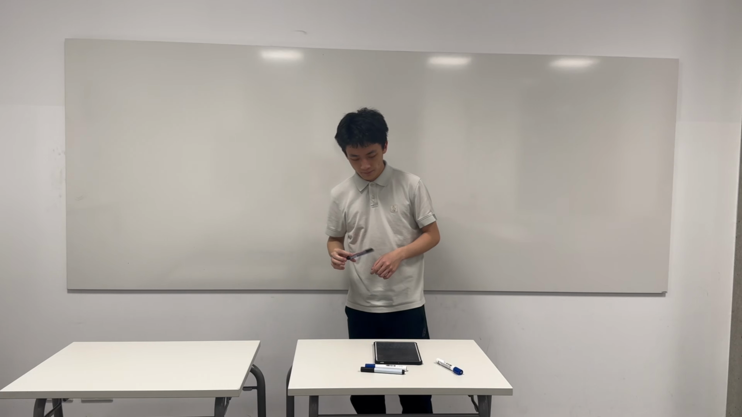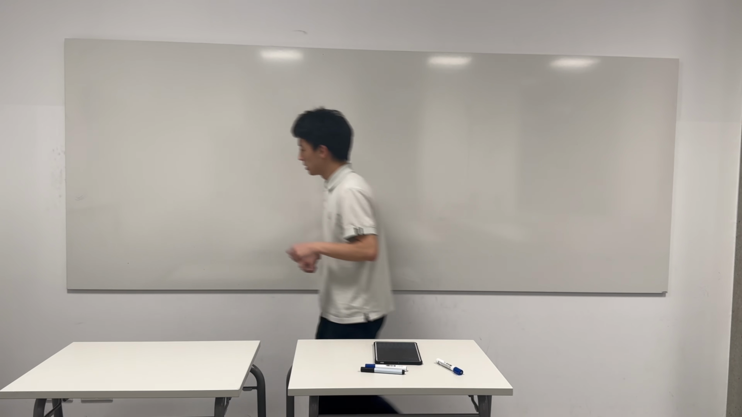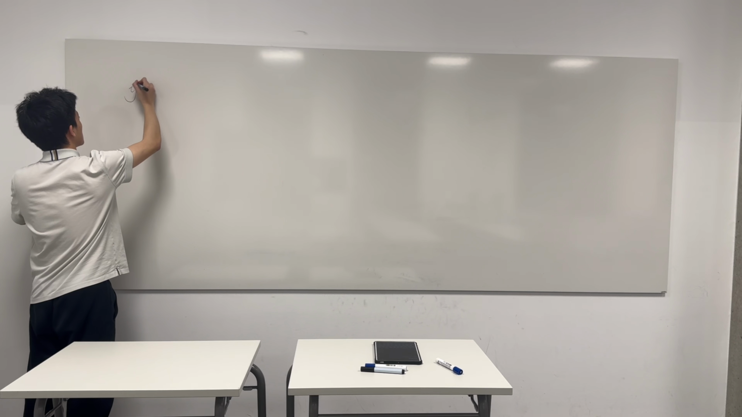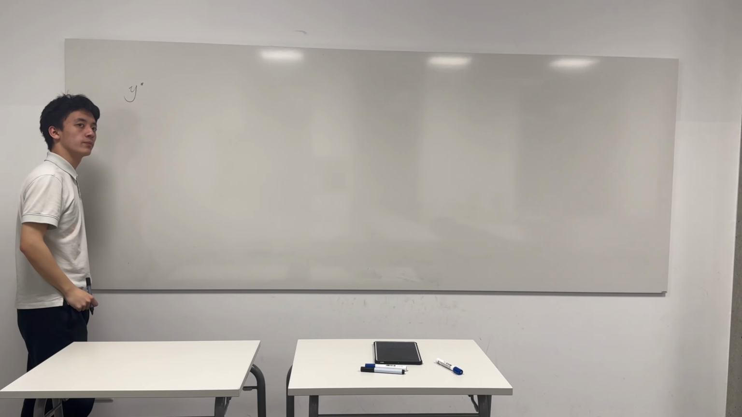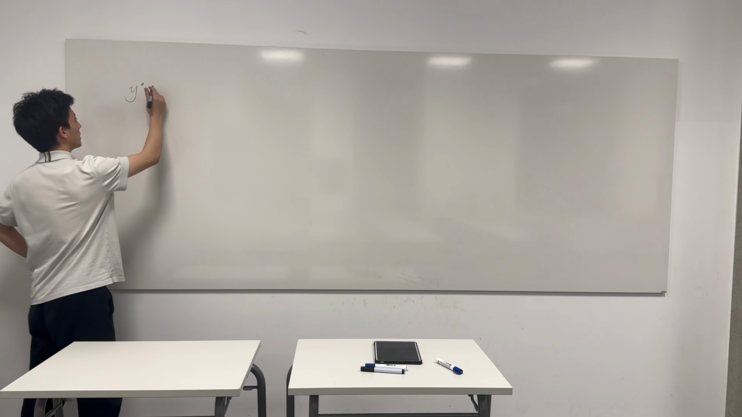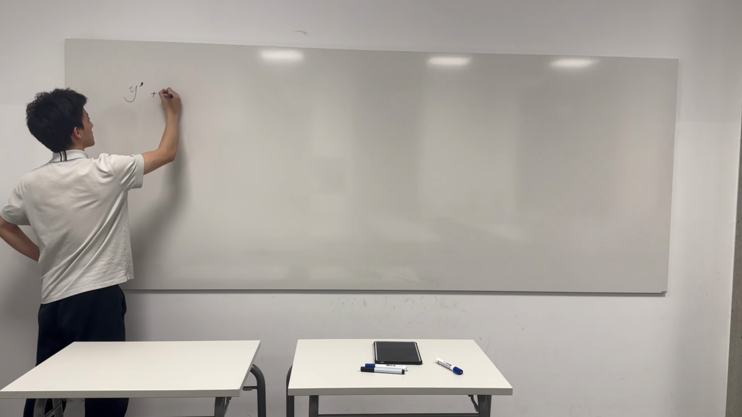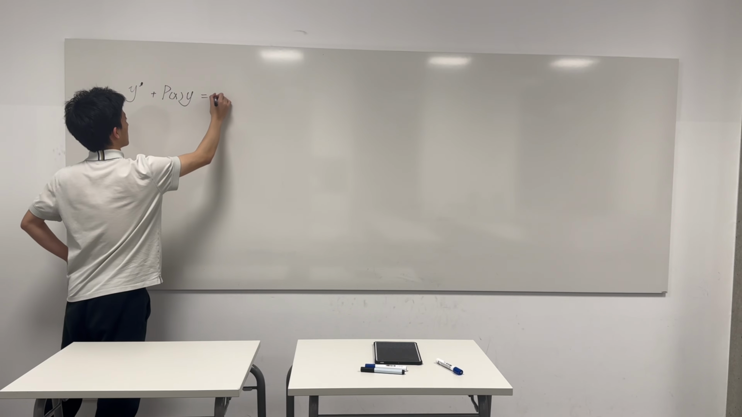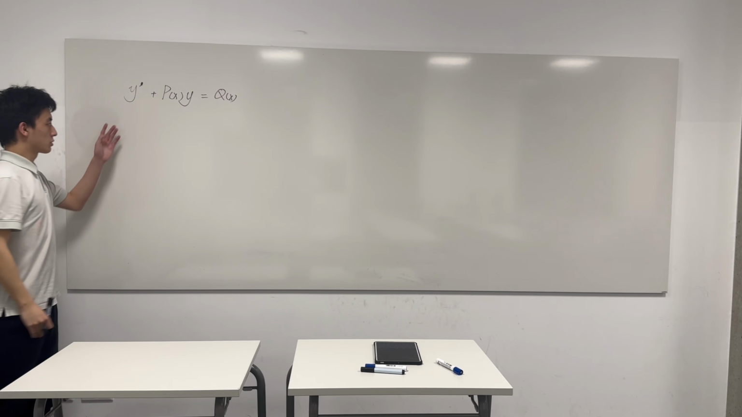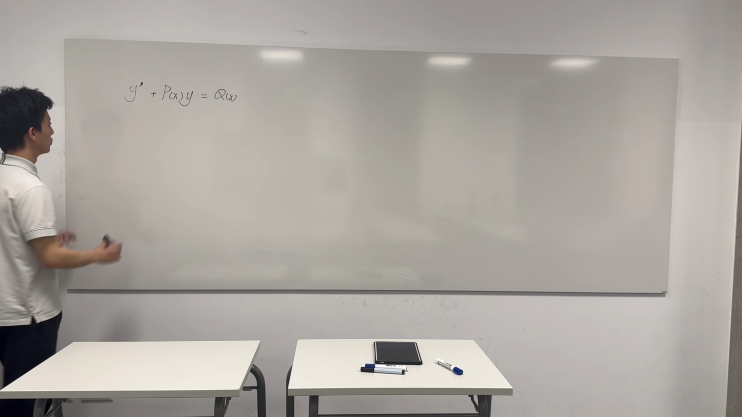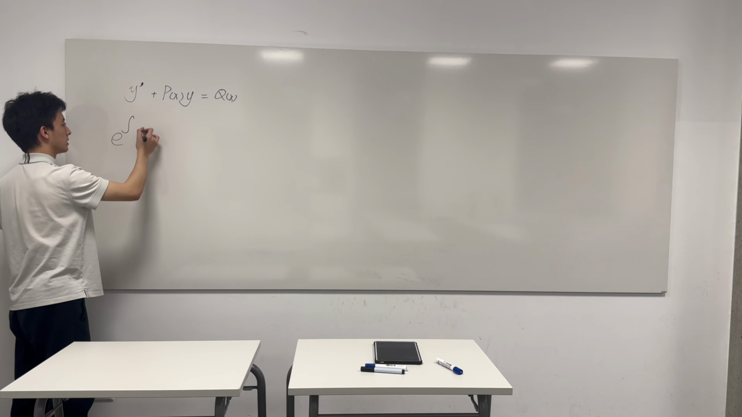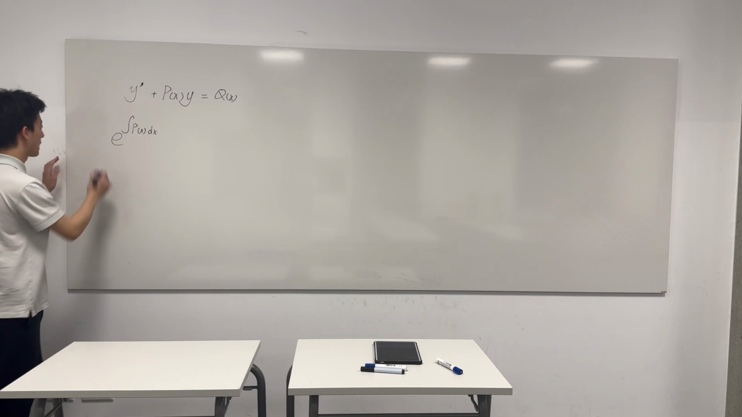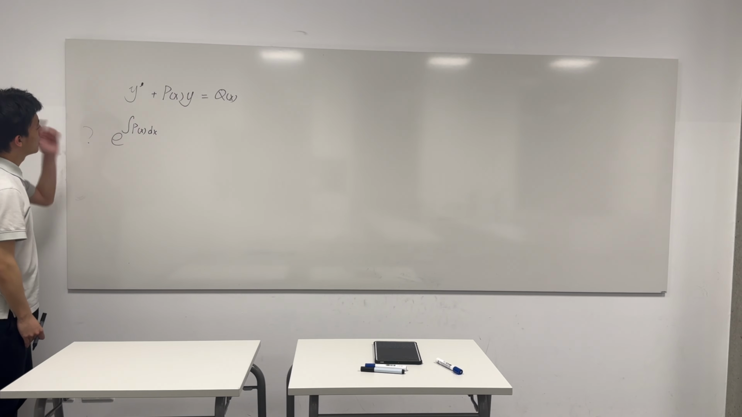So I wanna explain why, when we want to solve a differential equation like y derivative plus px y equals to qx, we have to times e to the power of the indefinite integral of function px. Why do we have to times this factor?